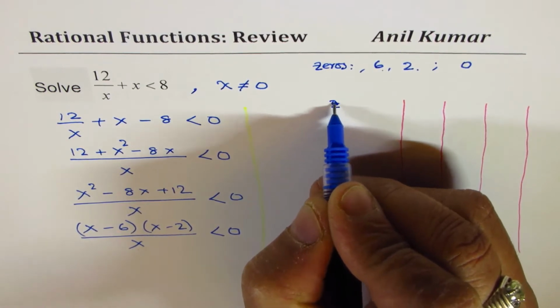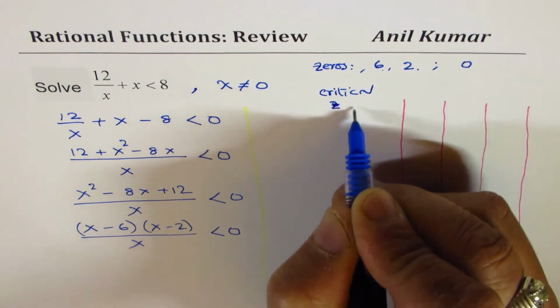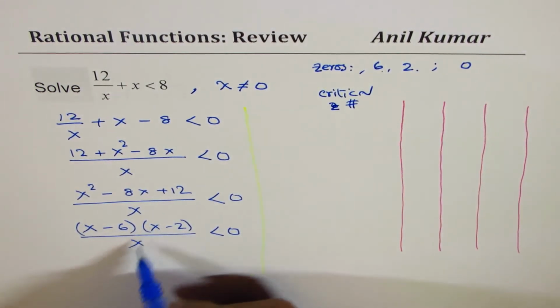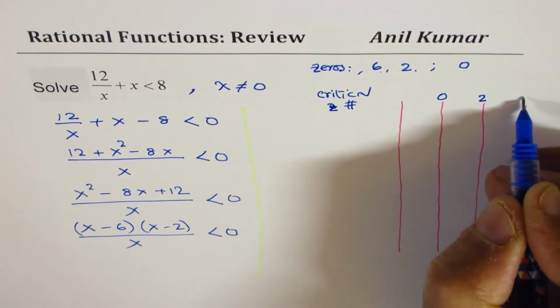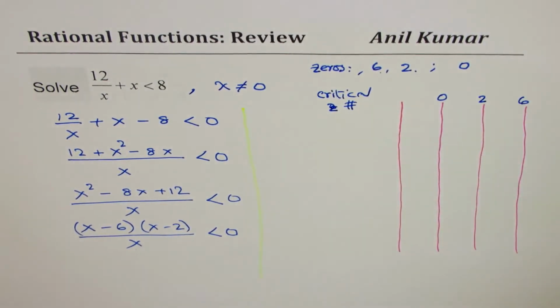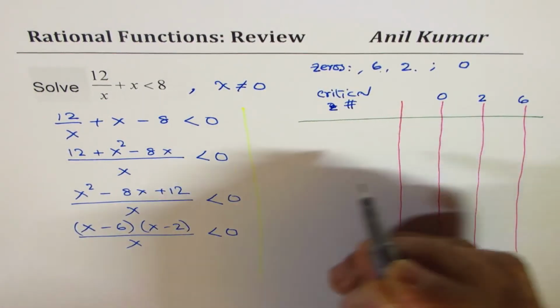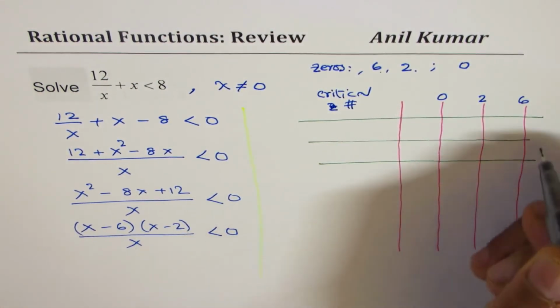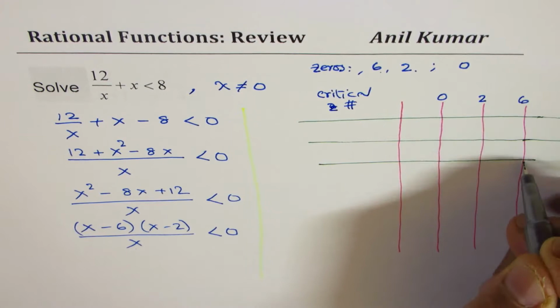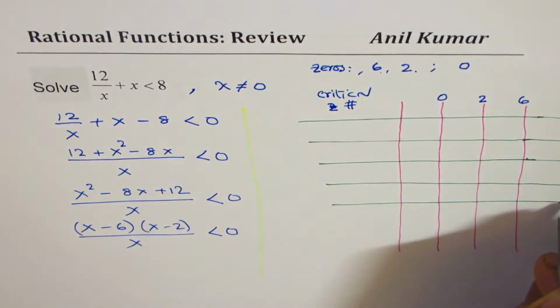I should say critical numbers, right? The critical numbers, they are not really zeros of numerator and denominator. So the critical numbers are 0, 2, and 6 for us. Is it okay? Now for these critical numbers, we will take a test point and analyze all the three factors which we have, correct? So you can actually form a table like this. That's a good method to do.